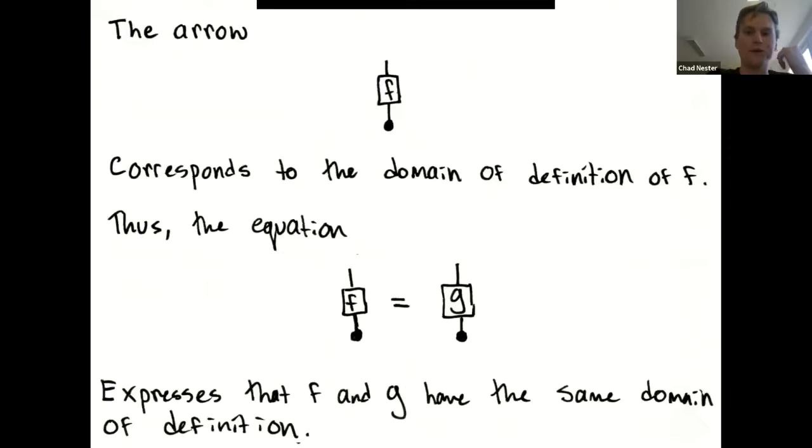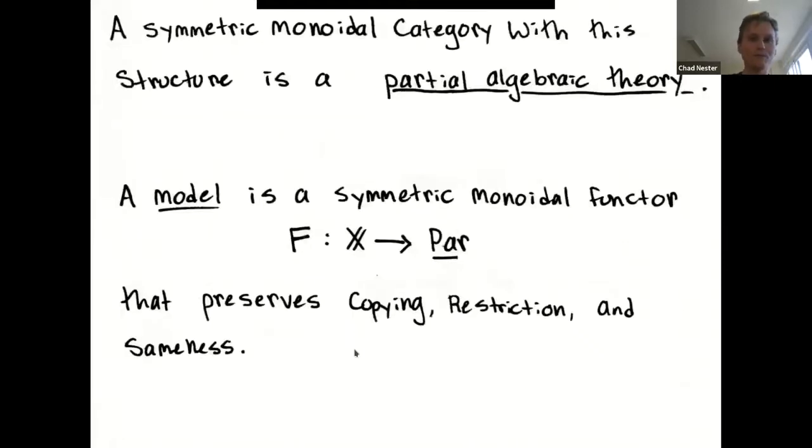I guess before we move on, it's worth talking about how we can use the restriction generator to talk about the domain of definition of something and capture the partiality, or say that something is total or partial. And the way it works is that the domain of definition of f corresponds to this arrow from its domain into the monoidal unit, f followed by the restriction. And so I can insist that f is defined exactly when g is defined by asking that f restriction is equal to g restriction, like here. And we're going to use that.